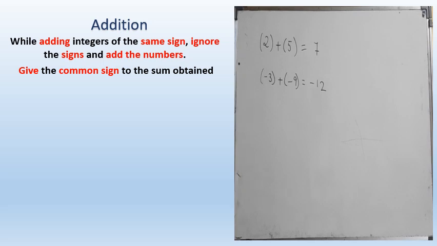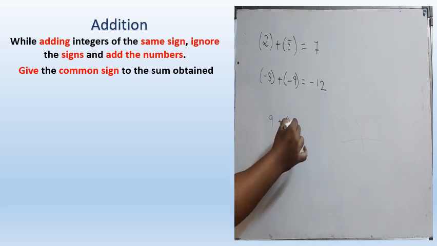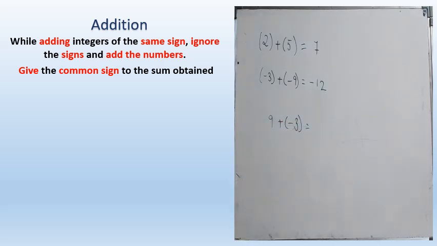Now, while adding integers with different signs, we are going to have the same concept. For example, I have 9 plus minus 3. Consider 9 plus minus 3. So when you are adding integers with different signs, you are supposed to ignore the sign. You are not supposed to look at the sign. You have to just understand one thing. They have different signs and we have to add them.